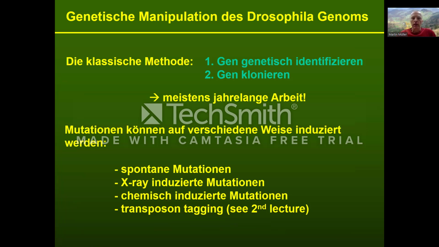So that is what we refer to, as I alluded to in the beginning, as forward genetics. So how did people induce mutations? As I said, there are the spontaneous mutations, and there are the X-ray induced mutations. You can induce mutations by chemical means, and there is something called transposon tagging, which we will look at in the afternoon or in the second lecture.